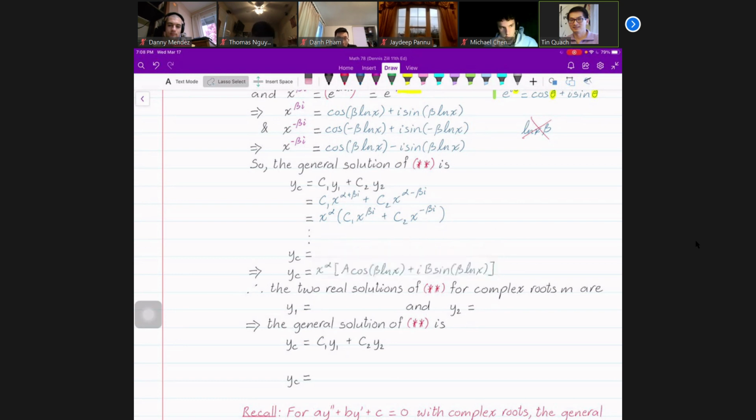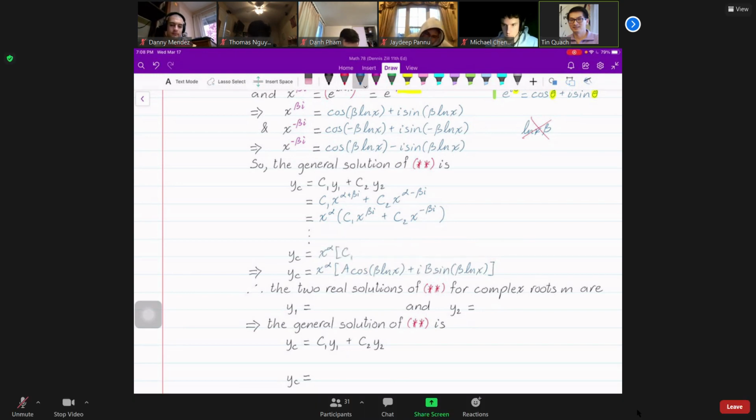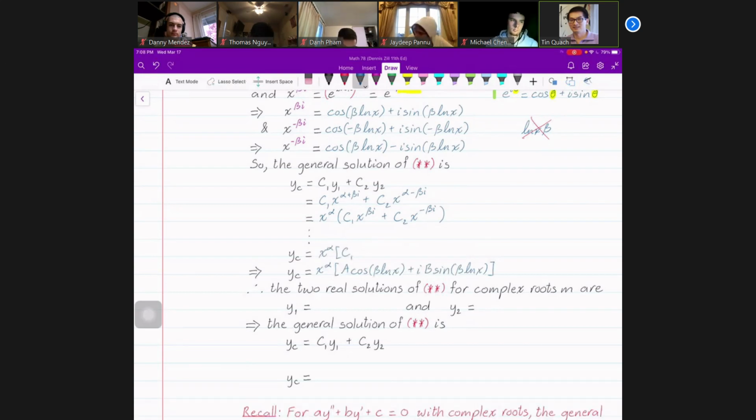Okay. So basically, right here, you just do x to the alpha, and then c sub 1, and then you can just write, okay, you know what? It shouldn't be a bracket. It should be a brace. So it should be a brace, and then c sub 1 times x to the beta i. x to the beta i is cosine of beta ln x plus i sine of beta ln x.